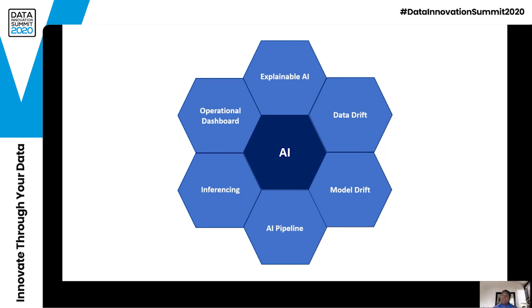A quick recap of what we have discussed today about 6 brilliant tips on AI. Number 1, explainable AI. Number 2, data drifts. Number 3, model drifts. Number 4, the importance of having an AI pipeline. Number 5, what are the things you should take care of on the inferencing side. Number 6, your operational dashboard. These are my 6 tips from my personal diary.